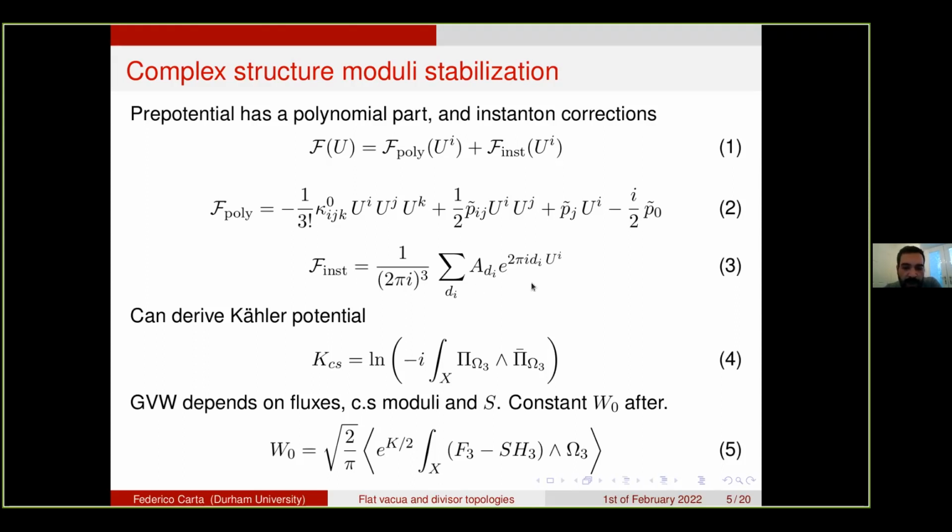From the prepotential, one can derive a Kähler potential, which depends on the periods of the holomorphic three-form on the Calabi-Yau. And famously, there is also a superpotential, the Gukov-Vafa-Witten superpotential, depending on the complex structure moduli through the three-form, and also on the axiodilaton, which I call S in this talk, and importantly, the fluxes. From the Kähler potential and superpotential, one can derive a scalar potential, and one can stabilize complex structure moduli. After stabilization, the vacuum expectation value of the Gukov-Vafa-Witten superpotential will be what we call W0, which will be at this point a complex number.